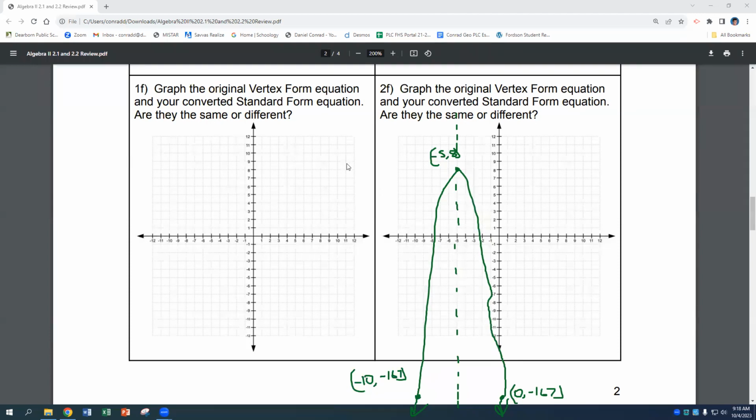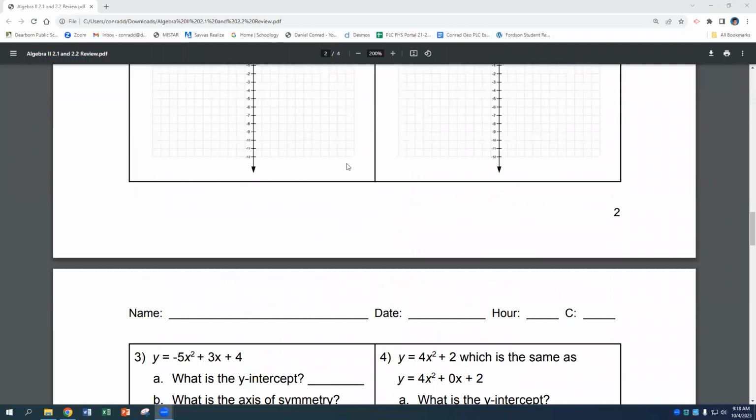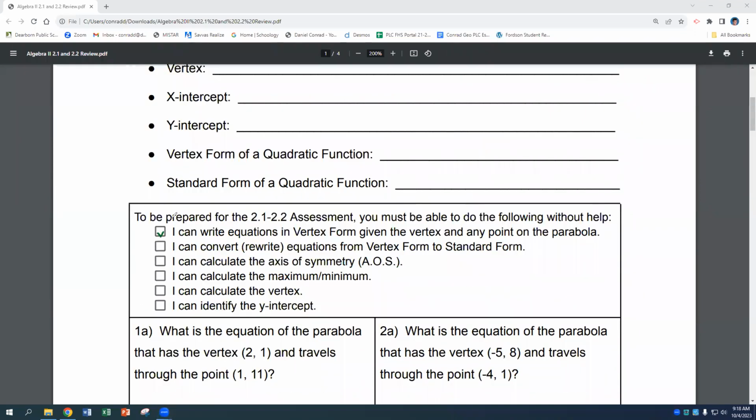All right, let's look at the back. Okay, number 3. So actually, let's look back to our checklist now. So if we look at our checklist, I can write the equation. I converted from vertex to standard form. I calculate the axis of symmetry, max and min, vertex, right? So right there, we kind of have all of those things checked off just from that one problem.